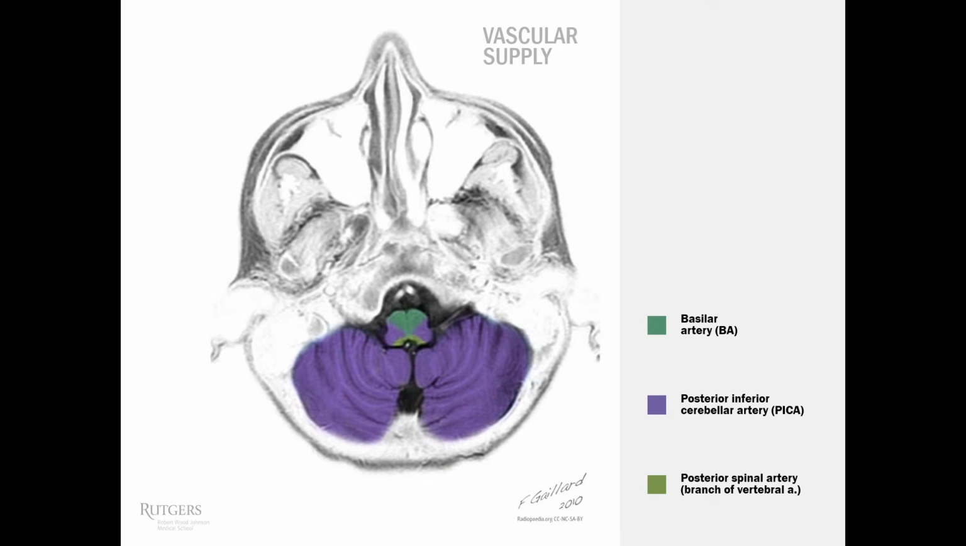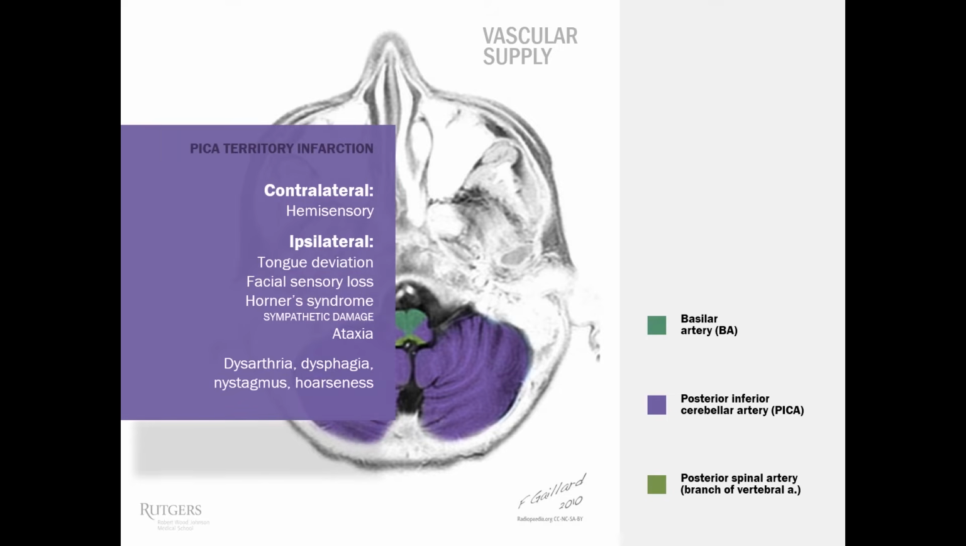And finally, PICA, pictured here in purple. PICA supplies the lateral medulla and the posterior inferior cerebellum. So, occlusions of PICA can actually cause cross signs. So you get contralateral hemisensory loss from spinothalamic tract damage, but you can also get ipsilateral facial sensory loss from cranial nerve nucleus of 5 damage. You can also get tongue deviation, a Horner syndrome from sympathetic damage, and ataxia from cerebellar damage. You also get bulbar signs, so-called for the bulb, and bulb is the medulla, so you can get dysarthria, dysphagia, hoarseness.